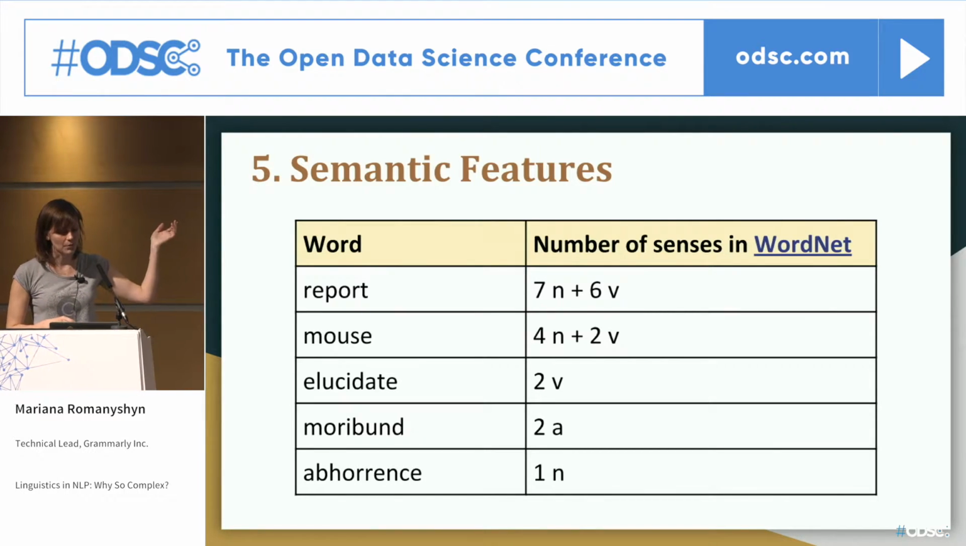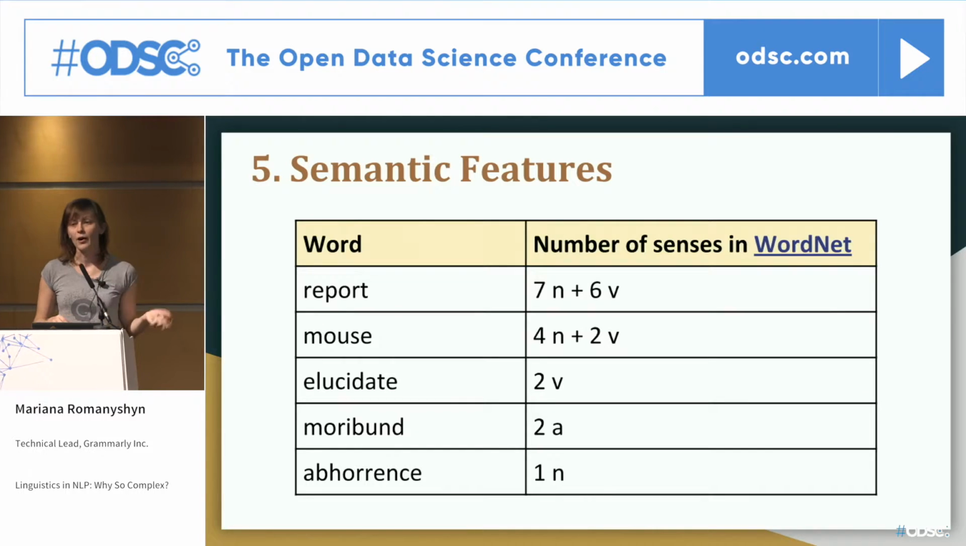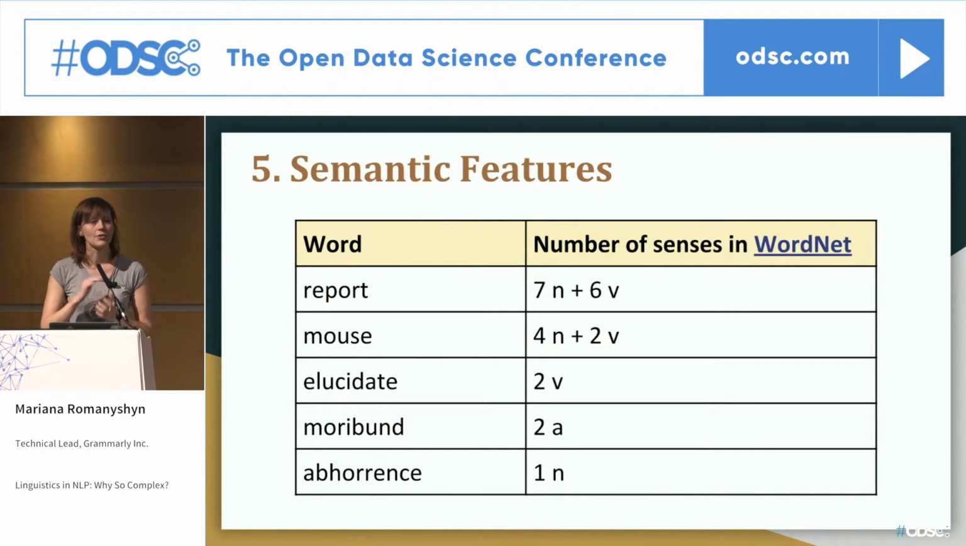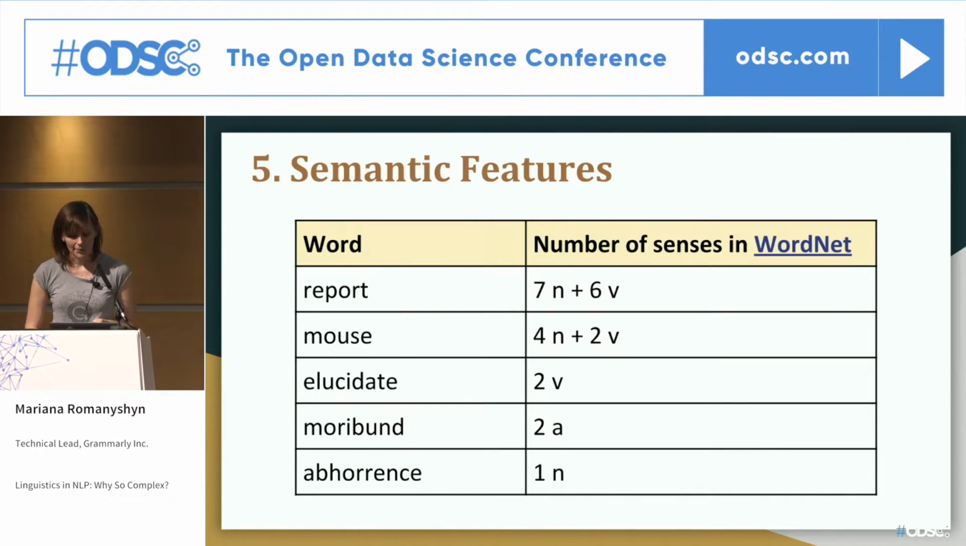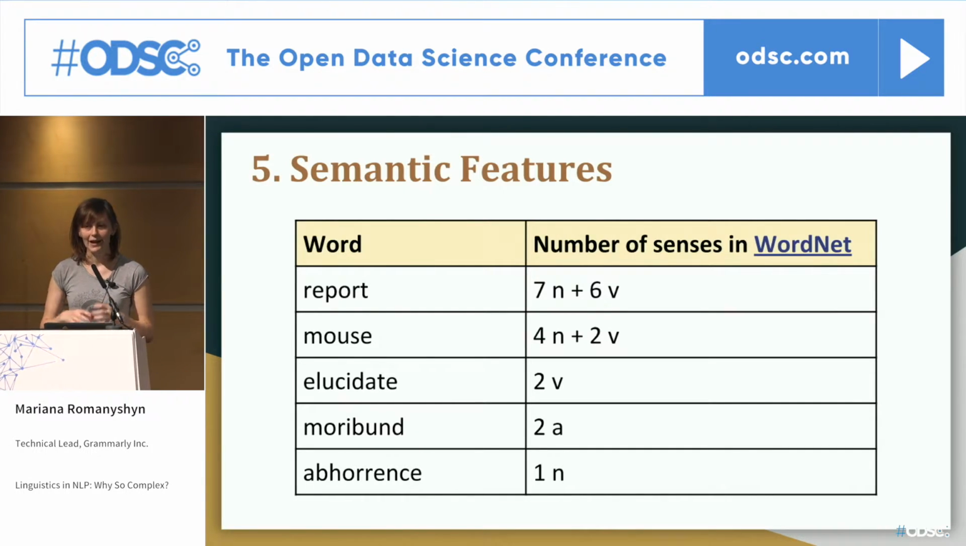But if you look at complex words like elucidate or moribund or abhorrence that we discussed 2 slides ago, you will see that they have 1 to 2 meanings maximum, sometimes 3, but this will be it. So this is one feature that we can use from the field of semantics, the number of senses that the word has. How about other lexical semantic relations between words?